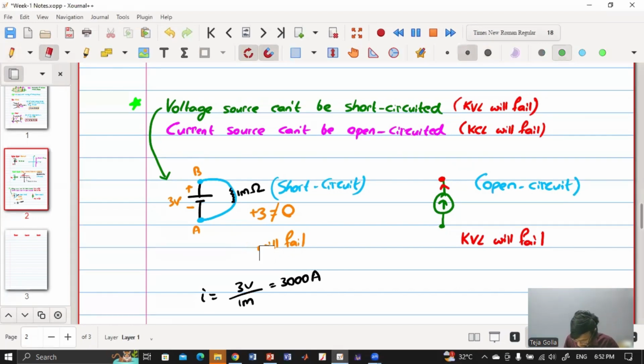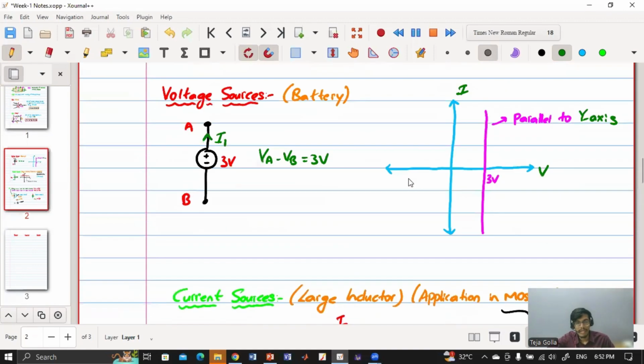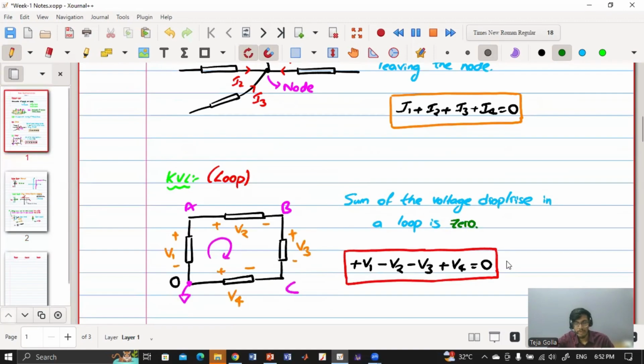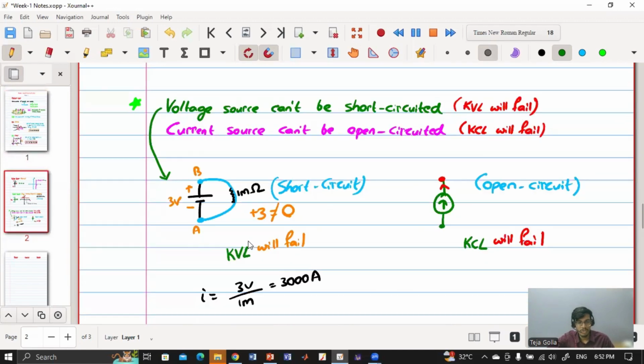This is KVL and this is KCL. Sorry, I made a blunder. So here KVL will fail. Sorry. If the voltage source is short circuited and you apply KVL in the loop, the summation of the voltage should be zero, but you are getting a positive voltage, and that cannot be equal to zero. So KVL will fail. And in practice, if you are short circuiting, a huge current will flow and the battery will get damaged. So that's why you should not combine the two terminals of a battery.